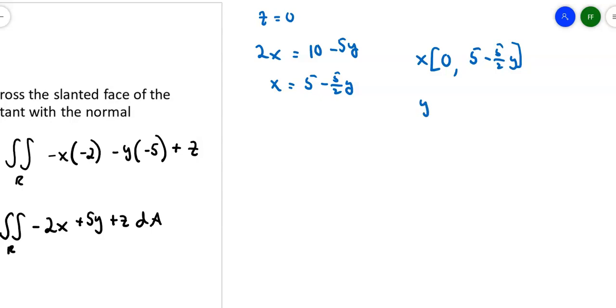Where are the y values going? Well, if I try to plot a couple of points here, if I put a 0 in for y, x is 5. If I put a 0 in for x, then y ends up being 2. So I'm looking at this line over here. So if the x's are going from 0 to 5 minus 5 halves y, that's where the x's are going, then where are the y's going? They're just going from 0 to 2.